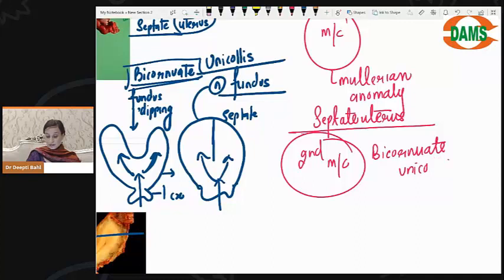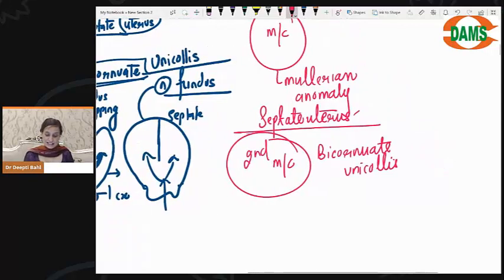And not only are these two the most common ones, they are also differential diagnoses of each other. So these are the reasons why you need to know them. Now let us see another very important thing with these Mullerian anomalies. If a woman has septate uterus or bicornuate or didelphys, what are the problems that these women are going to have?